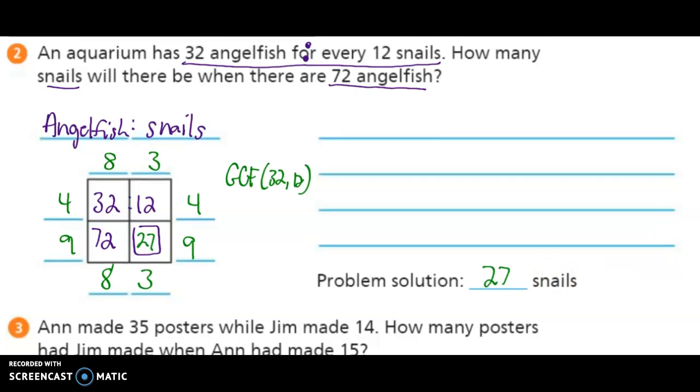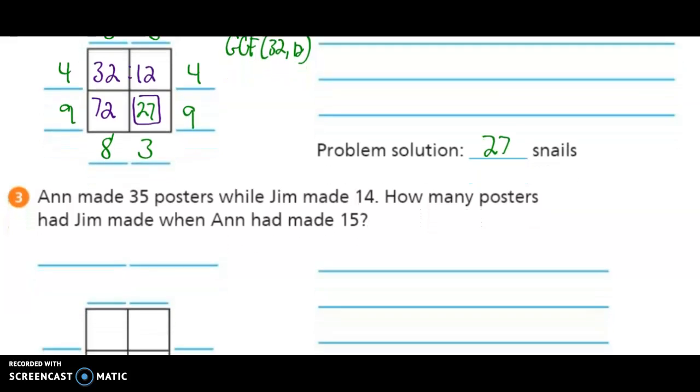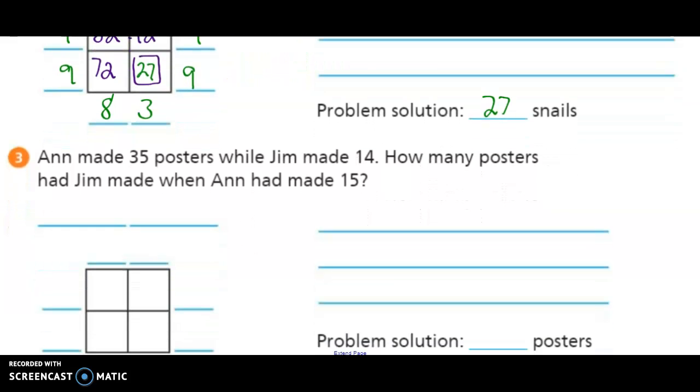Anne made 35 posters while Jim made 14 posters. How many posters had Jim made when Anne made 15? So we have Anne is making posters at a rate of 35 posters while Jim is making 14 posters at the same time. So she makes more than Jim in the given amount of time. How many posters had Jim? So we're looking for how many does Jim have when we know Anne has made only 15. Okay, greatest common factor of 35 and 14, 7.